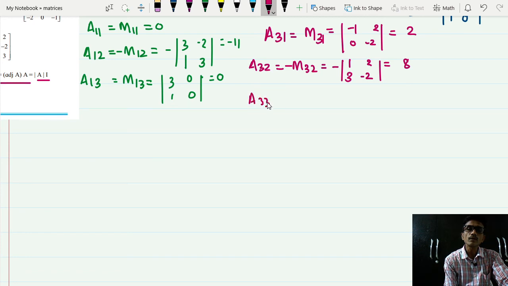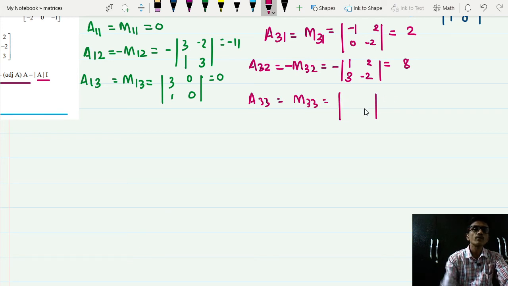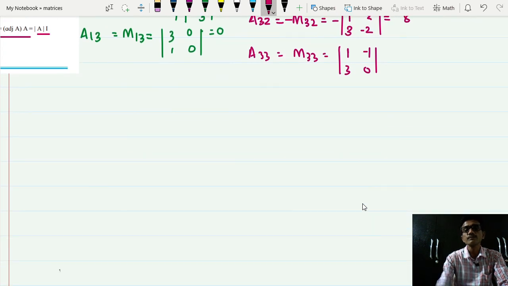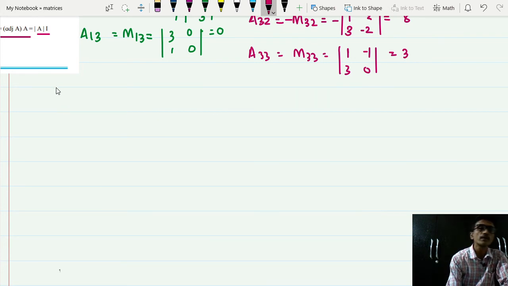Then A33 is equal to M33, which is the value of the determinant. Value of which determinant? The value of the determinant 1 -1 1 -1 3 0. So the expansion of this will be 3 only. Now let us write the adjoint of a matrix.